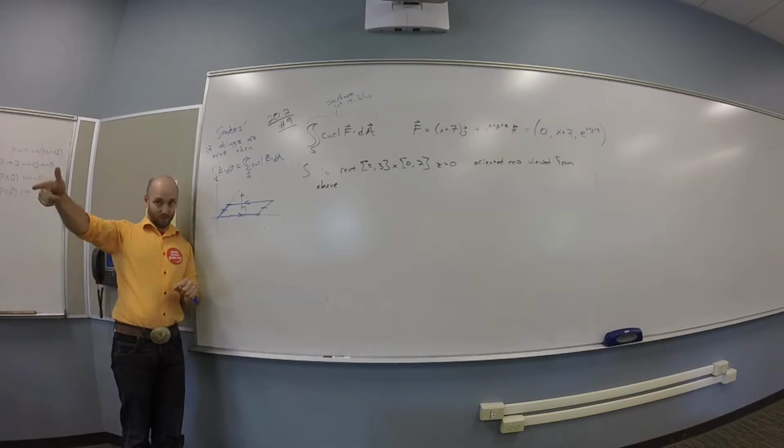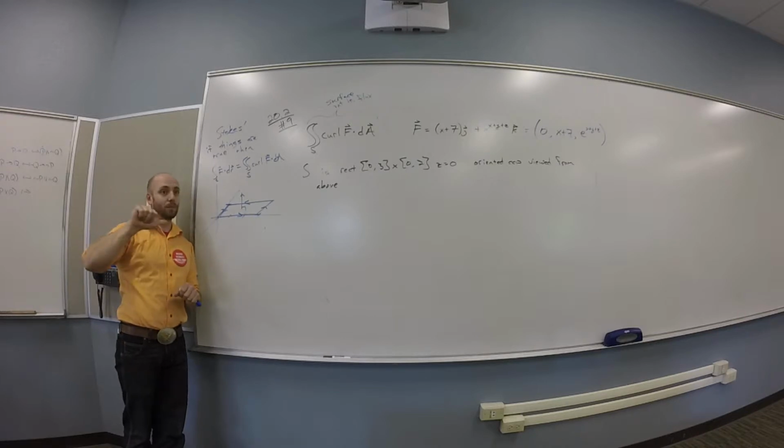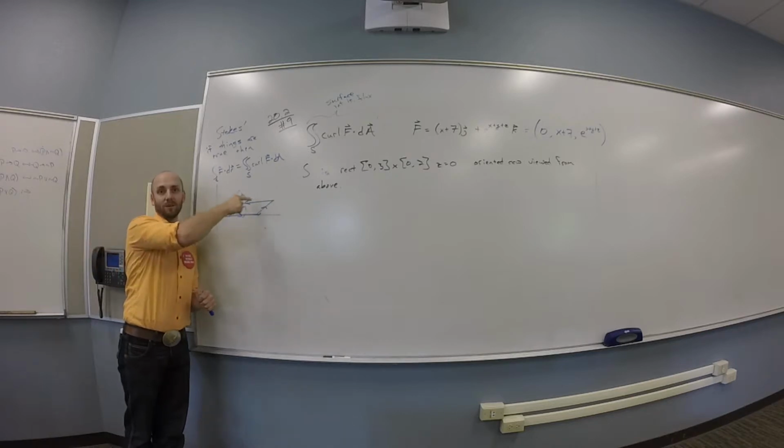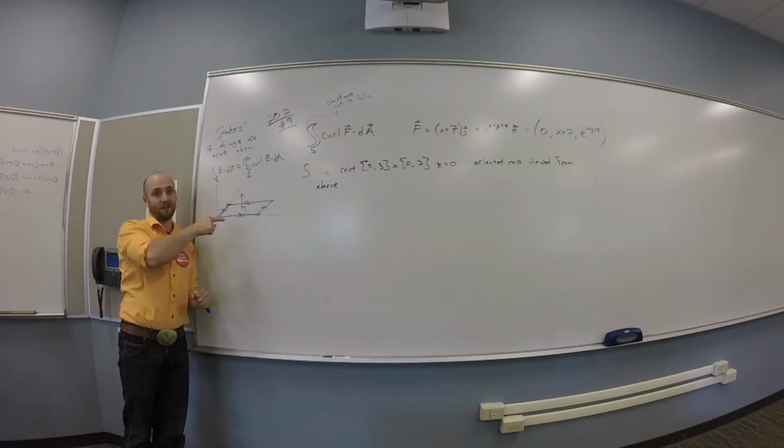Both S and C are piecewise smooth. Good. I need to have the surface and its boundary be piecewise smooth. The surface, at least, is super smooth because it's flat. And the boundary is closed and simple as well. The boundary is the edges of this rectangle, so it's in four pieces, which is actually going to make my line integral a little bit annoying. But maybe it won't be so bad. So I have piecewise smooth on both things.